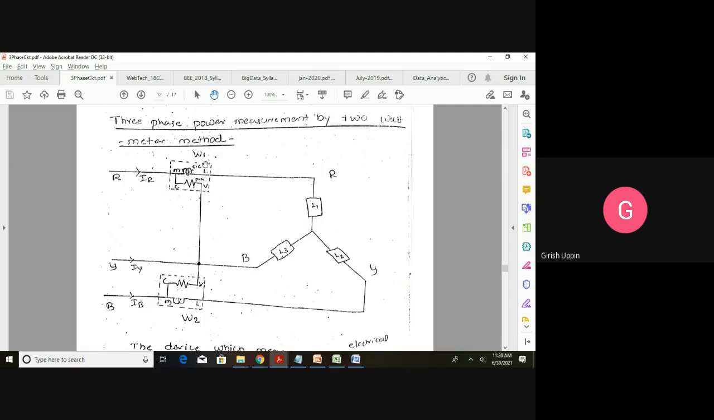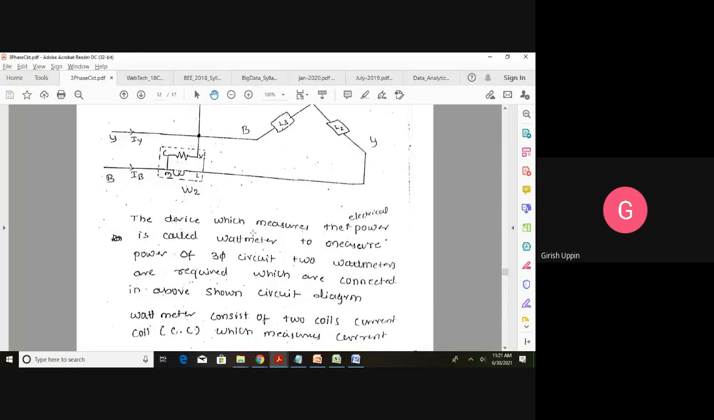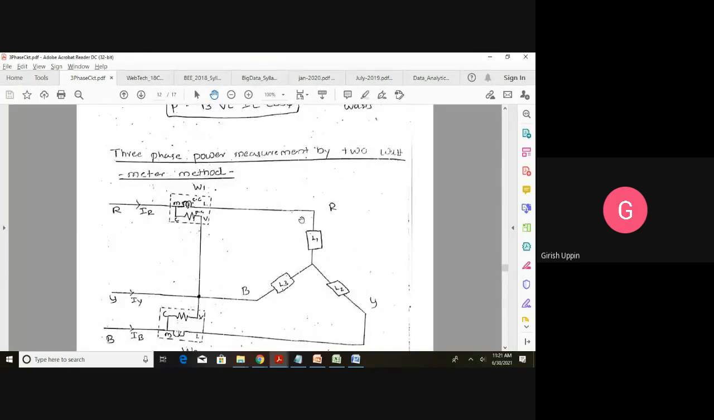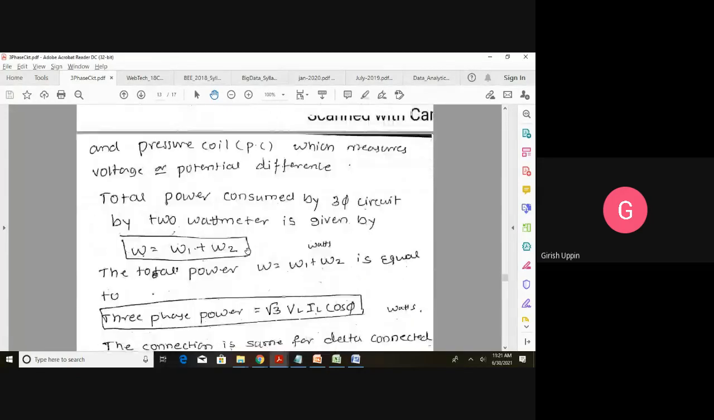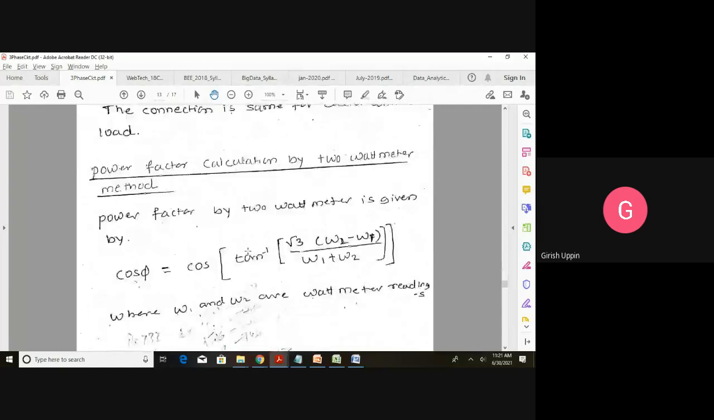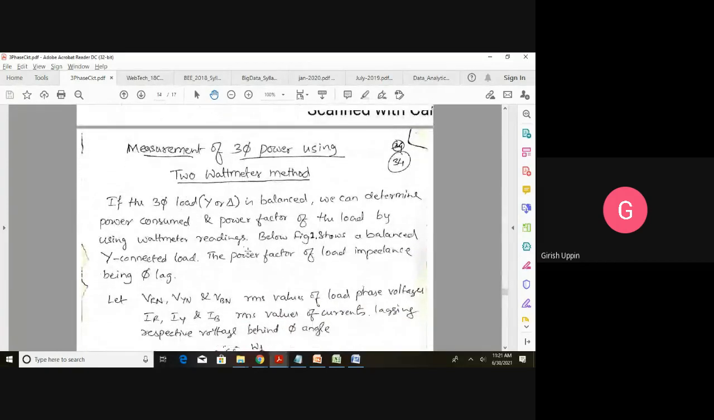In that session, we will get into the details of how to prove that 2 wattmeters are sufficient to measure the power. And one more thing: in the notes, there is one very brief version of the explanation. Please do not use this brief explanation. Okay, this is a very brief explanation. Don't use that. Rather refer to this one.